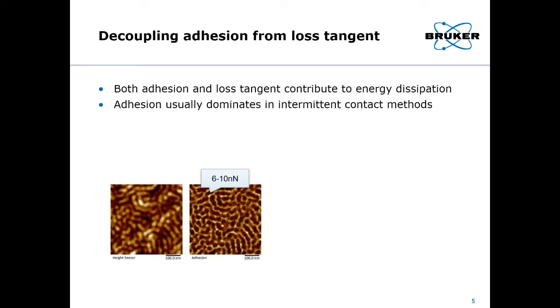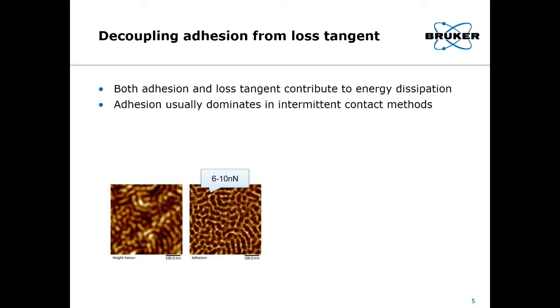This has two key advantages. The first advantage is that the adhesion is largely separated from the loss tangent, and I'm going to refer to loss tangent as tan delta sometimes in this presentation. So you'll hear me say tan delta, loss tangent. I just mean the same thing in both cases, okay? Anyway, the adhesion is separated from the loss tangent because the tip is not going in and out of contact during the modulation. So dissipation is no longer strongly coupled to adhesion as it is in tapping mode and PeakForce Tapping.